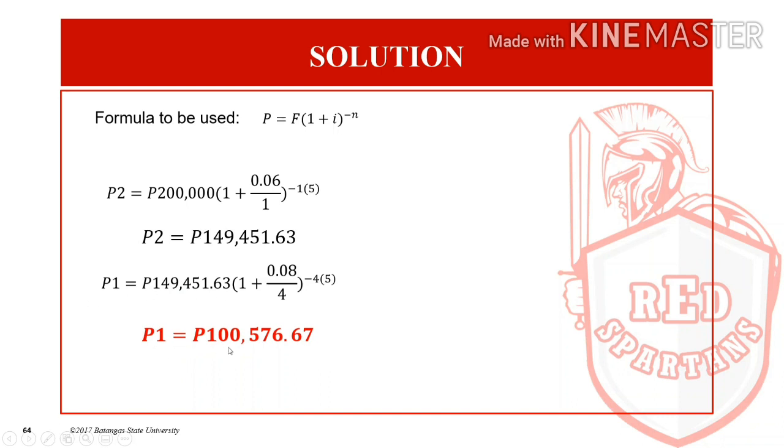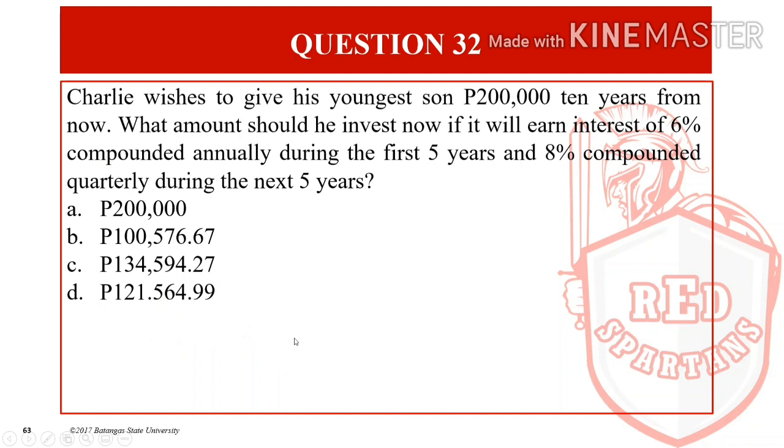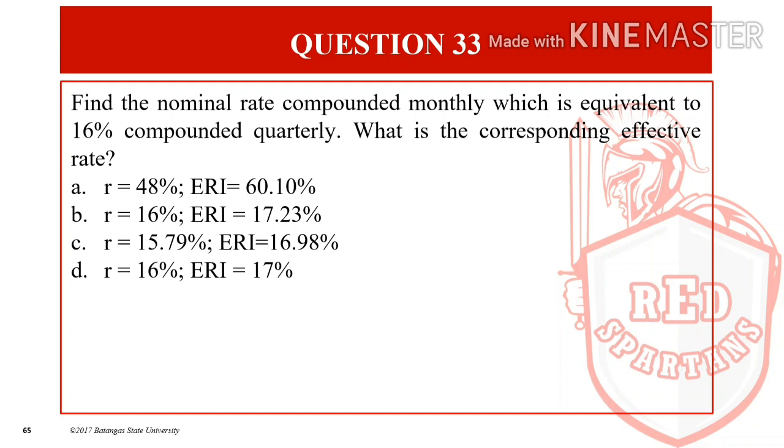Then, makukuha natin P1 is equal to 100,576.67 or letter B. Question number 33. Find the nominal rate compounded monthly which is equivalent to 16% compounded quarterly. Then, what is the corresponding effective rate?